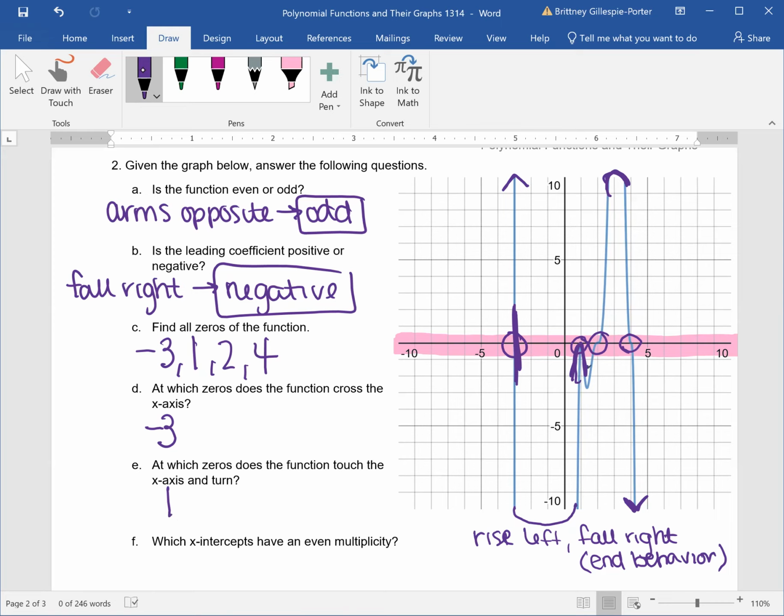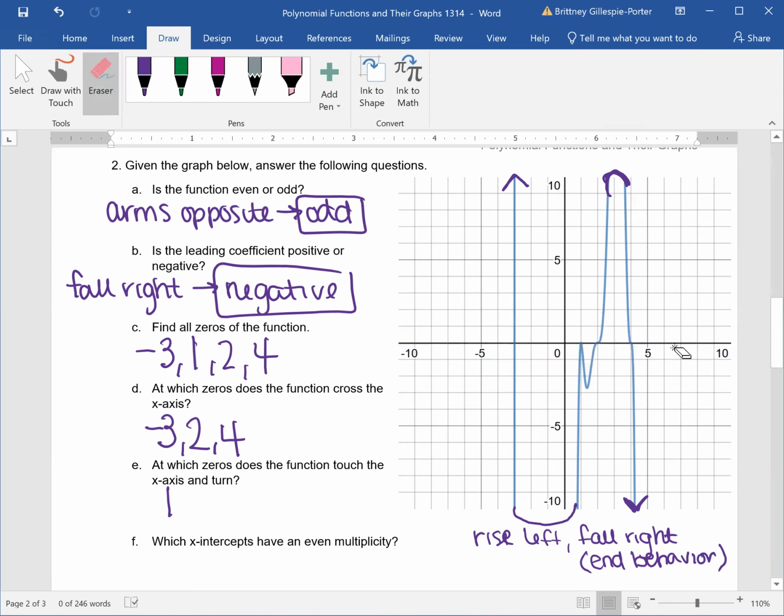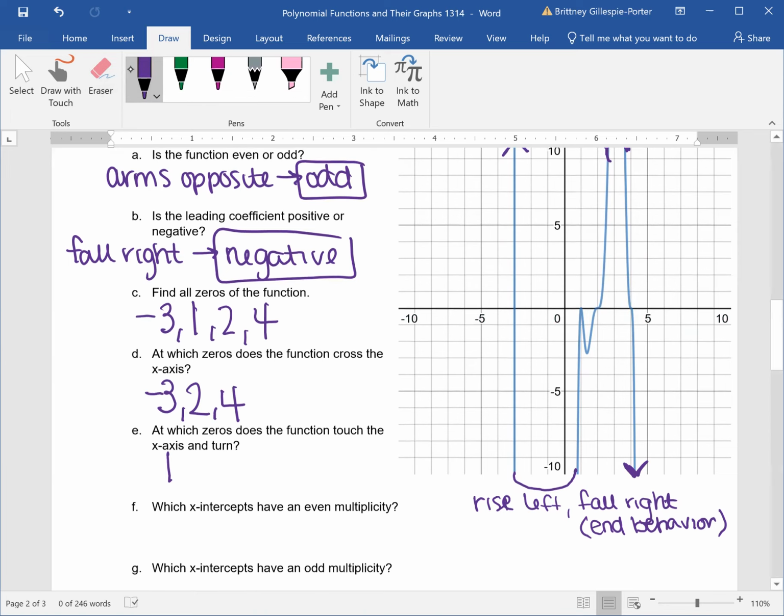At x equal to 2, we're crossing. There's a little dip there, but we're crossing. And same thing at the 4. So the only 0 where we're touching and turning is at the 1. Gonna clean this up a little bit. There we go. All right.